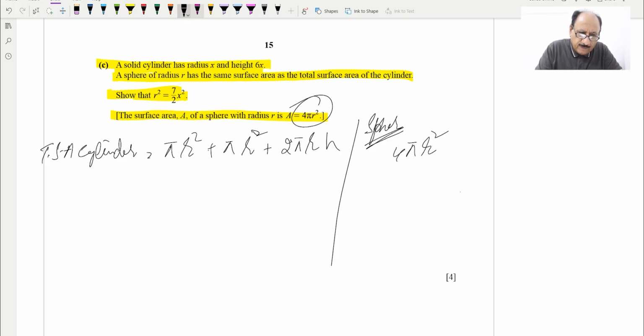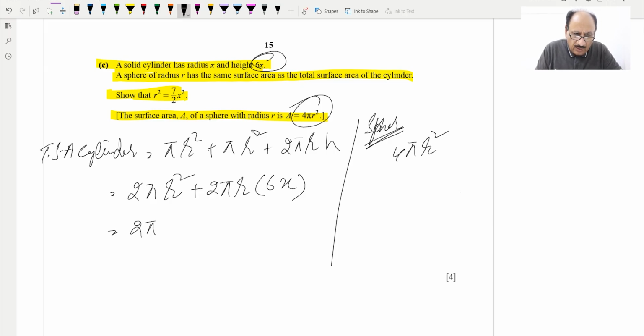So now we can open this side. So this will be 2 pi r square, and plus this will be 2 pi and r into h, where the h value is 6x, which is provided over here. So we can write this as 2 pi r square, which means x square. So we need to change this also to x square. So this will be x square plus this will be 12 pi and r. This one also we need to change to x. So this will be 12 pi x square.